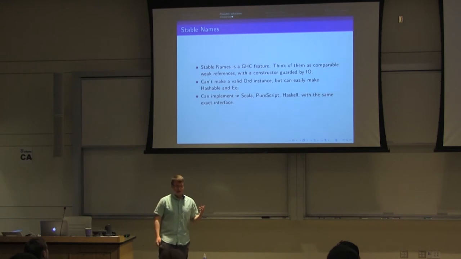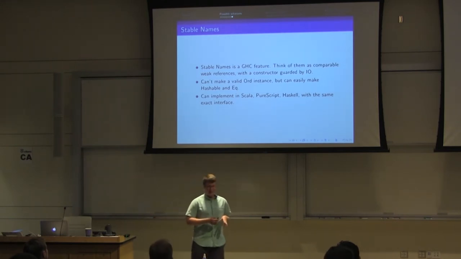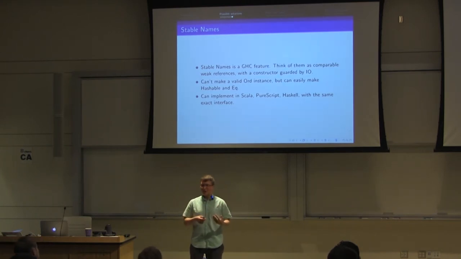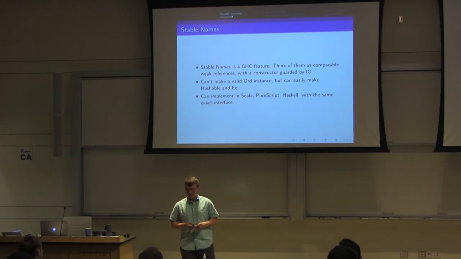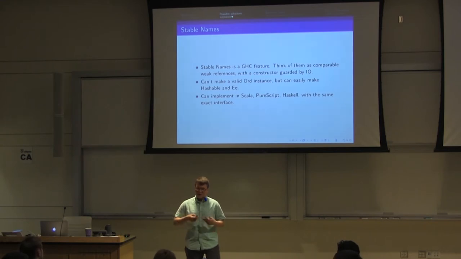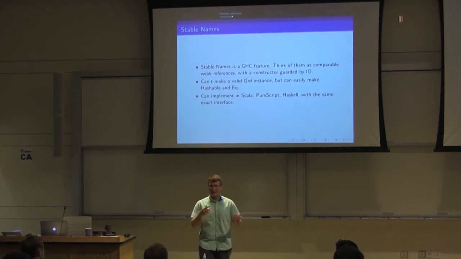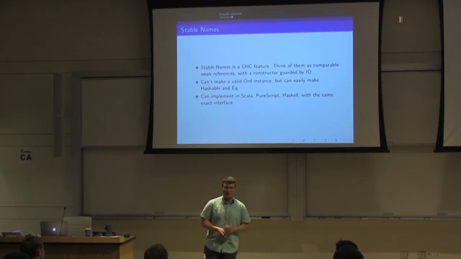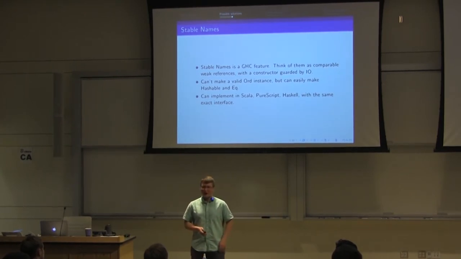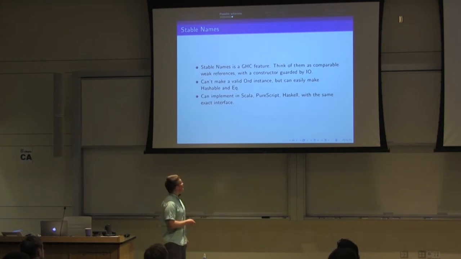And unfortunately, in Haskell, stable names cannot be compared. You cannot create an Ord instance for them, because hashes are not guaranteed to be unique. In order to create an Ord instance, you need some way to do comparison, but since hashes are not guaranteed to be unique, and that's the only thing that we get out of stable names, we cannot really come up with an Ord instance. But you can still use hash maps and hash sets.